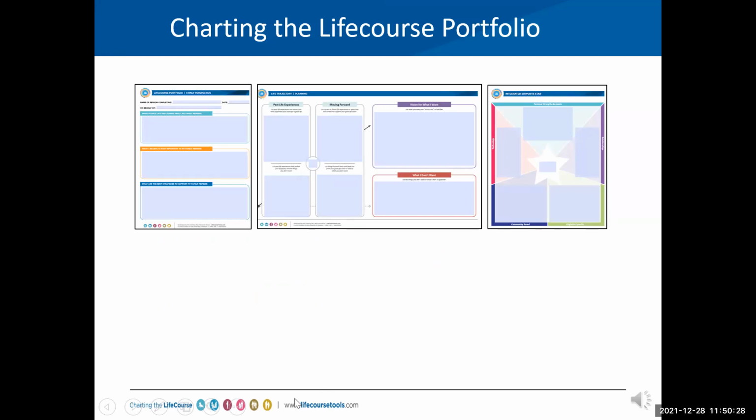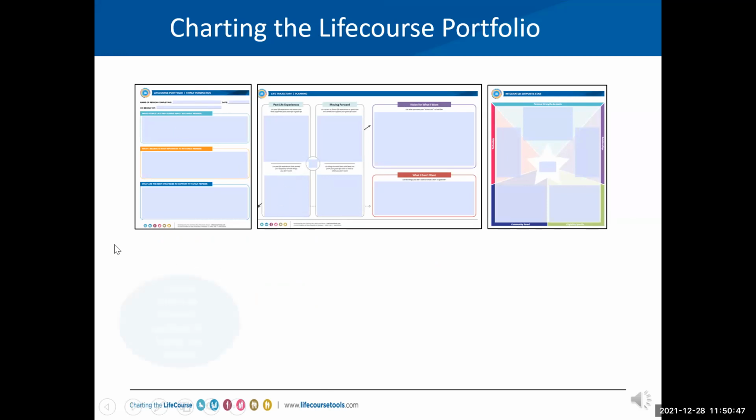So you can see here, the Charting the Life Course portfolio. It's really a combination of a couple of different tools that can be used to help someone envision and identify what it is they want in their future and plan the activities and opportunities that will help them over time.